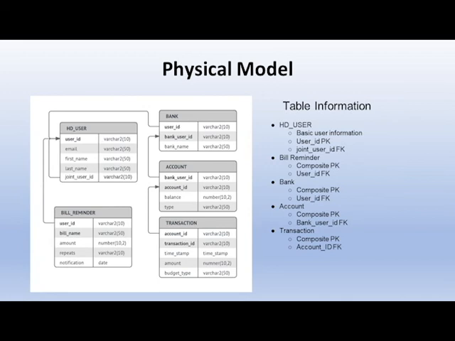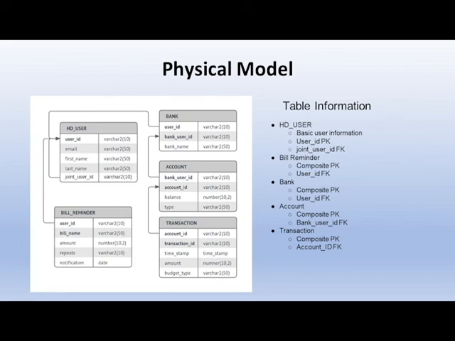HD user because it's HoneyDue, and user is a reserved keyword in Oracle, so you can't just use user as your table name. For HD user, we have your basic user information, such as their email, first name, last name, and then we've got user ID as our primary key. Its data type is varchar 210. It would likely be an integer based on a sequence that would start at 1 and run as many users as you have in the system.